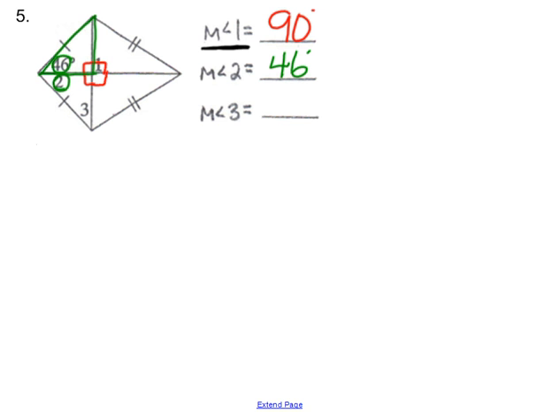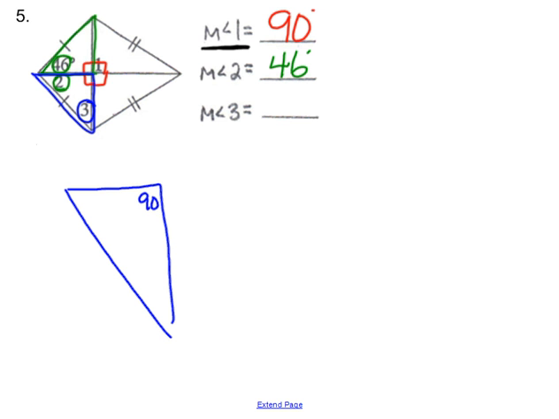Okay, so now we have this triangle right here that we're going to be dealing with so that we can figure out angle 3 right here. Okay, so we've got this triangle. I'm going to redraw it. I've got 90 here. I've got 46 here. So how do you figure this one out? We're going to add those 3 angles to 180. Just like we have been doing over and over again.